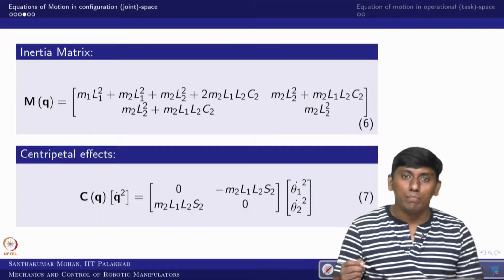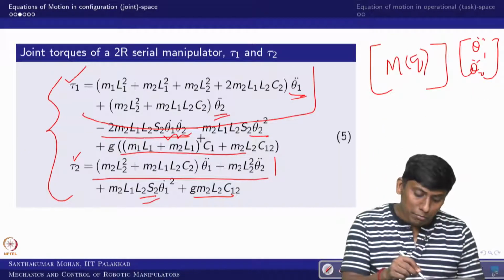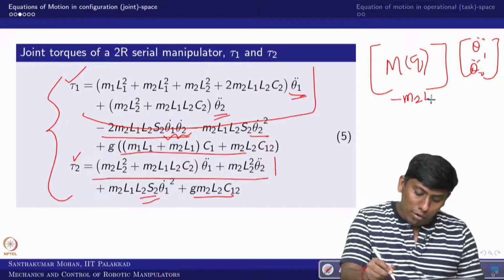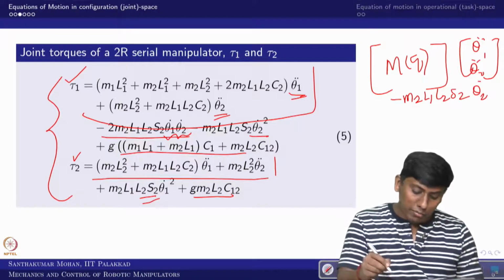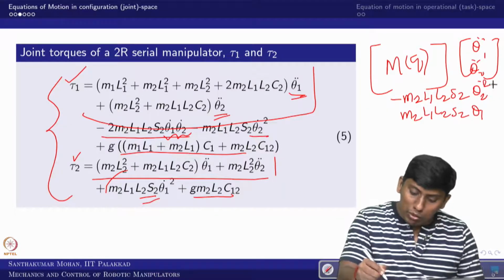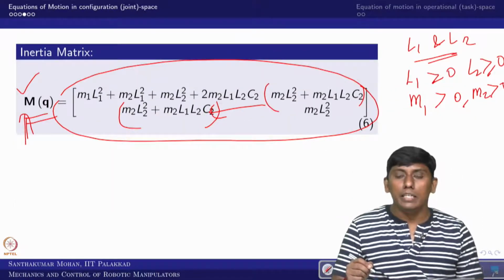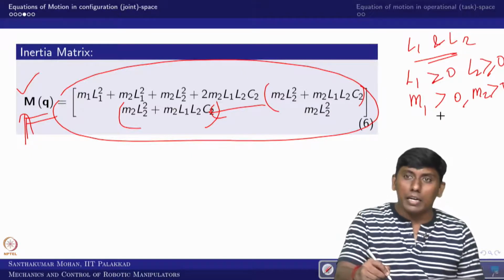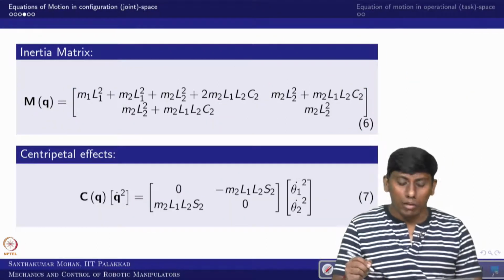Let us move to the second term, which we call the centripetal effects. If you recall, the centripetal term here is minus M2 L1 L2 S2 theta 2 dot squared. In the second term it is M2 L1 L2 S2 theta 1 dot squared, right? So these are the two terms. Now if we rewrite that in matrix form, we can write C of q multiplied by theta 1 dot squared and theta 2 dot squared. So what does that matrix look like? It looks like this, right?